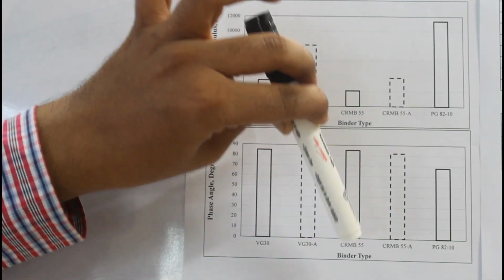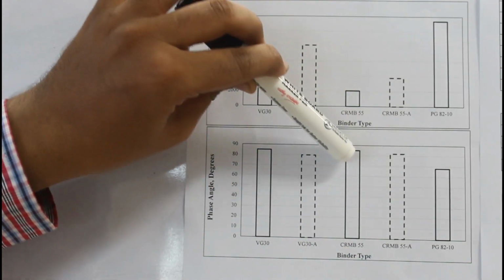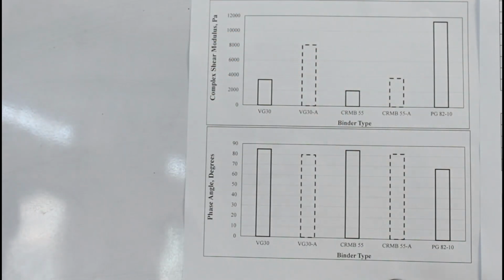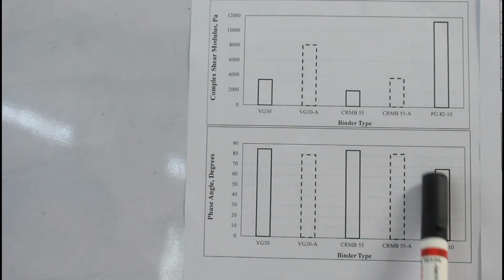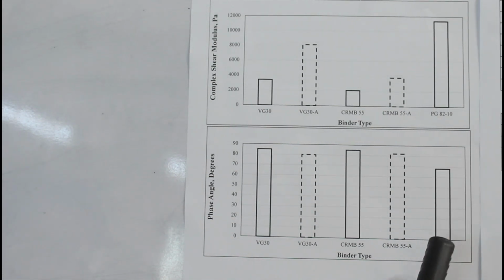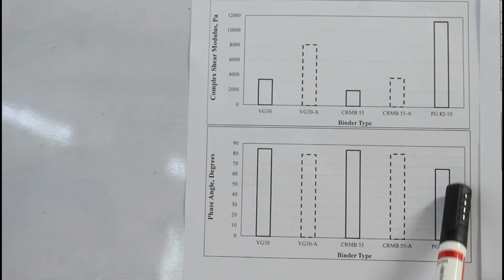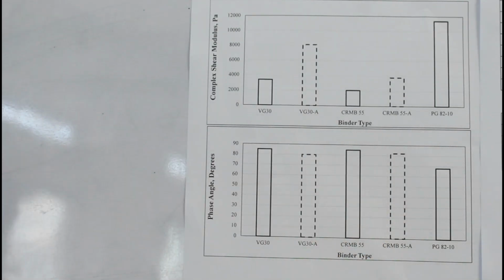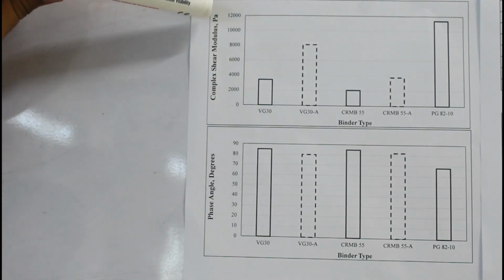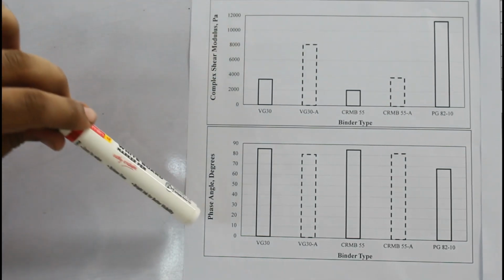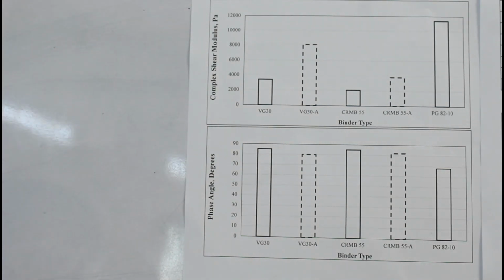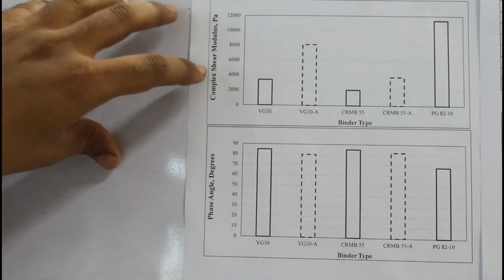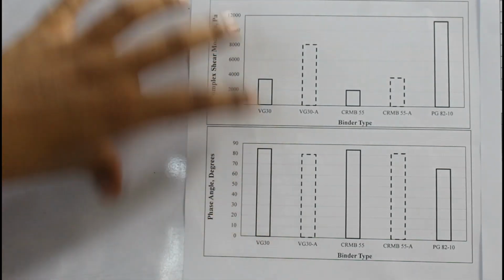Similarly, CRMB 55 was around 85, and after aging it became 82 degrees. But PG 82-10 is around 68 degrees in the unaged condition, so if we age it, it can reduce much more. This way, the dynamic shear rheometer can be used to determine rheological properties like complex shear modulus, phase angle, and many other properties which we'll study in the theory classes, and grade the bitumen depending on the performance. We call it PG grading, performance grading.